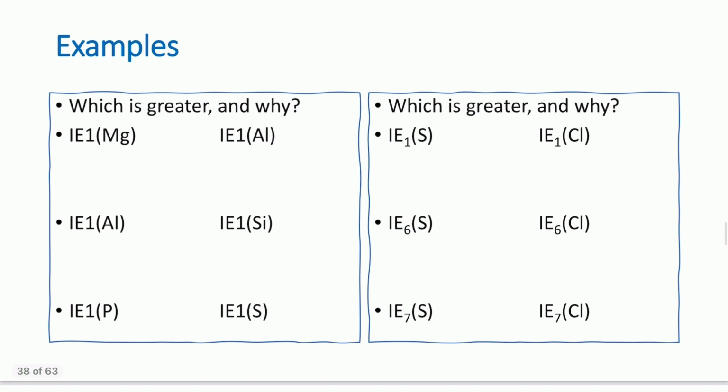So let's work through some examples here, just to make sure you guys are comfortable. Which is greater and why? The first ionization energy of magnesium or the first ionization energy of aluminum? What I want you to do is think about the electron configuration, if needed, the atomic orbitals. So for magnesium, our valence electron is 3s2. Our aluminum, 3s2, 3p1.